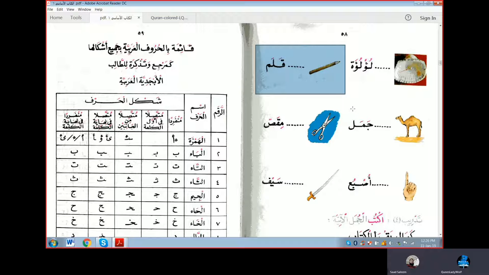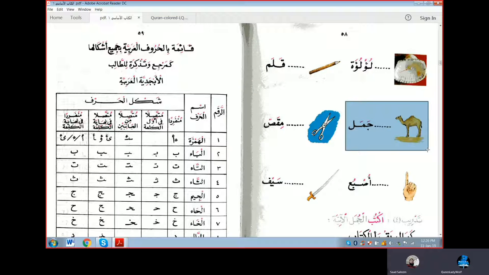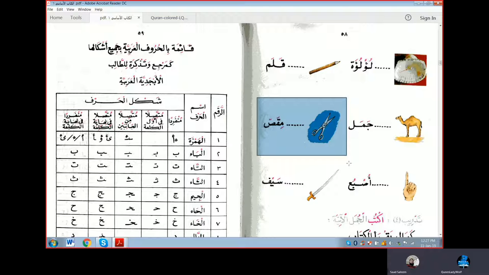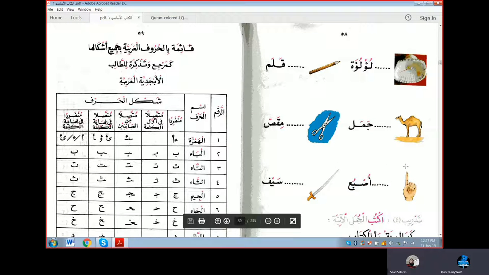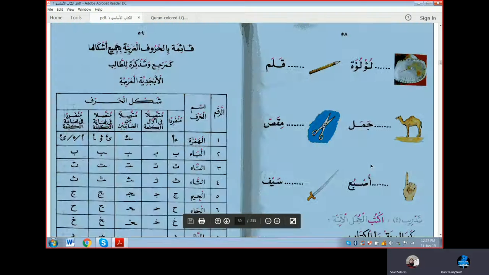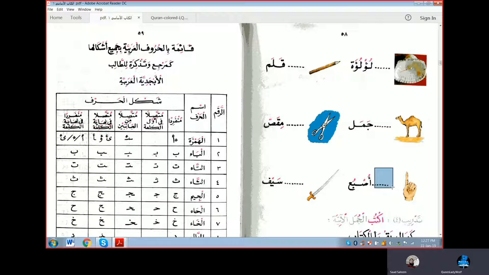And haza kalamun. This is a pen. Haza jamalun. This is a camel. Haza miqassun. Haza miqassun. These are scissors. Okay. This is interesting. Haza usbu. Usbu is a finger.